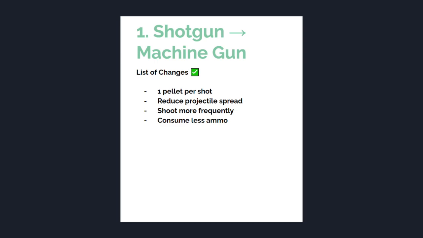So ultimately, there are 4 changes we have to make in order to make this happen. We need 1 pellet per shot instead of a whole bunch. We want to reduce the projectile spread because a machine gun shouldn't spread the same as a shotgun. We want it to shoot more frequently, and we want it to consume less ammo. And if we do these 4 changes to the shotgun in Quake, we should end up with something that is more similar to a machine gun and uses ammo at a similar rate.